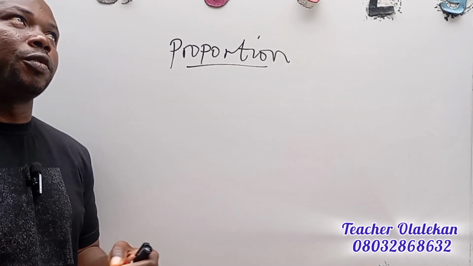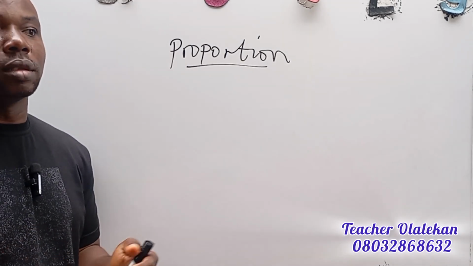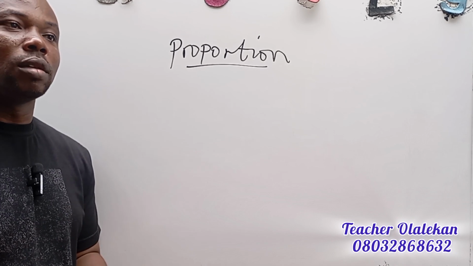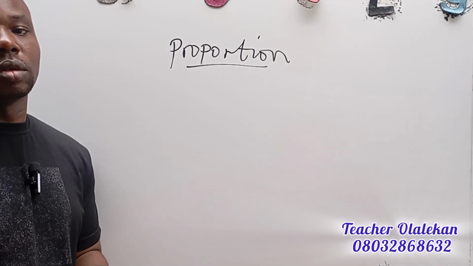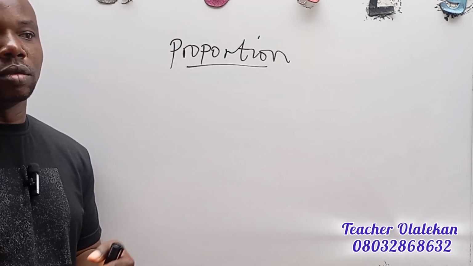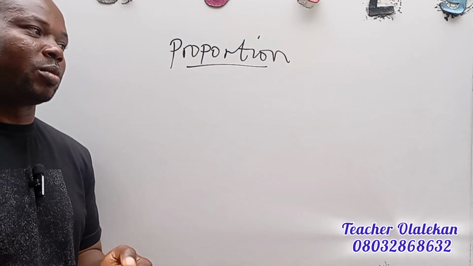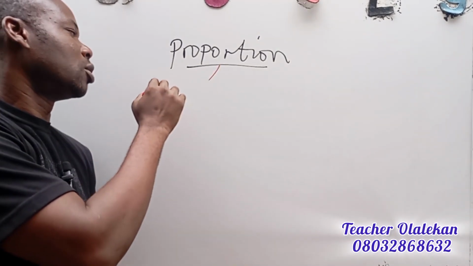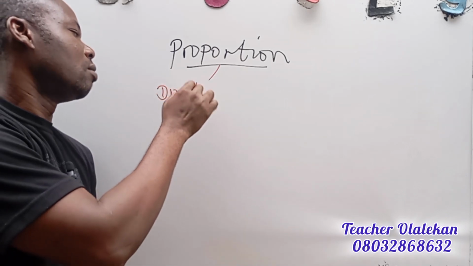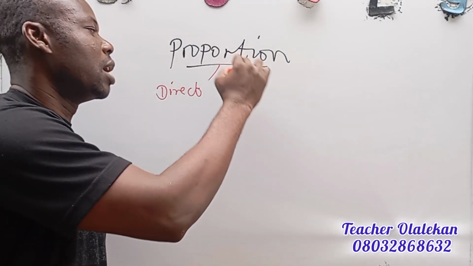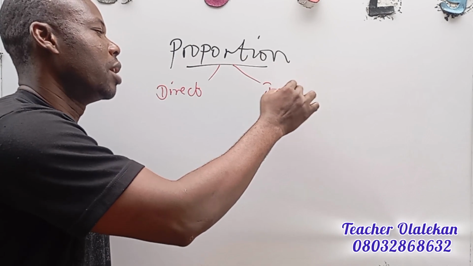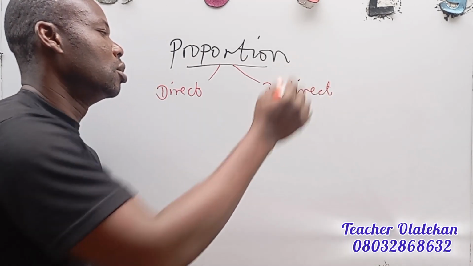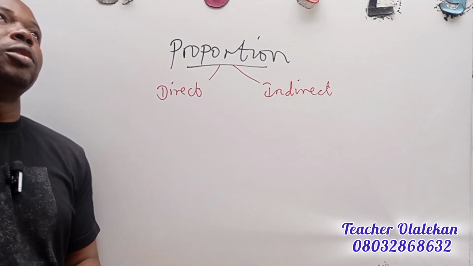For example, if we say that a cow costs 2 million naira, what is the cost of 10 cows? That means we are going to do a little bit of multiplication there. So that's just proportion. Now let's look at the types of proportion. There are basically two types of proportion: the direct proportion and the indirect proportion. So what are the things that are done under both of them?